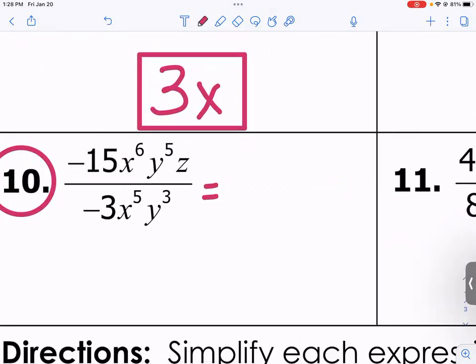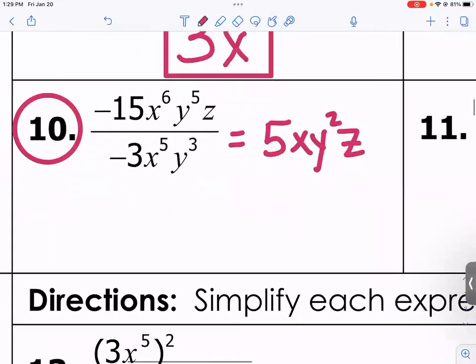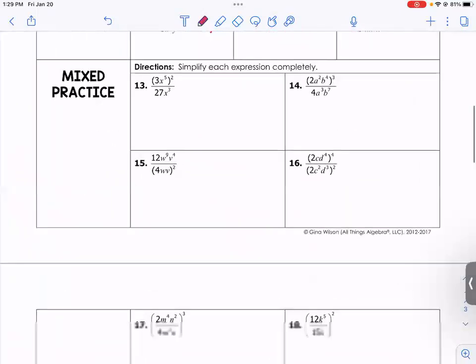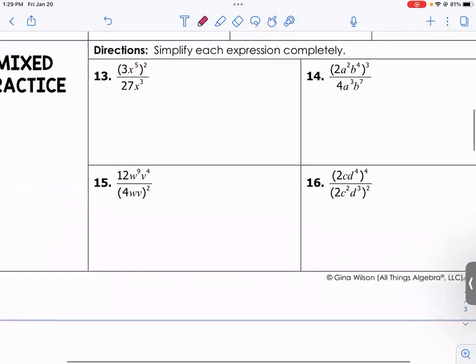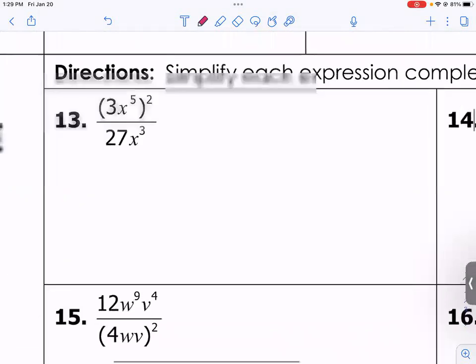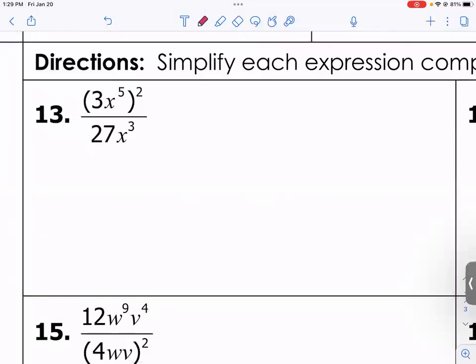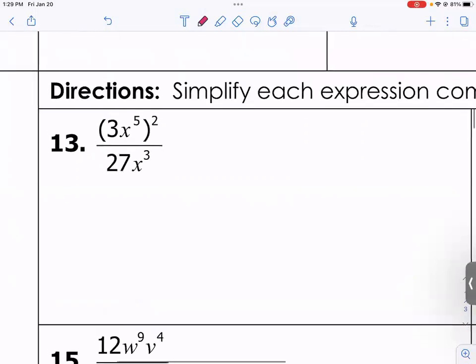Gavin, what'd you get for number 10? Thumbs up or thumbs down if you agree with Gavin. You agree with Gavin? Yep. Okay, so now, you need to know the individual rules, but you also need to be able to apply them all together. Okay, so let's talk about number 13 right here.